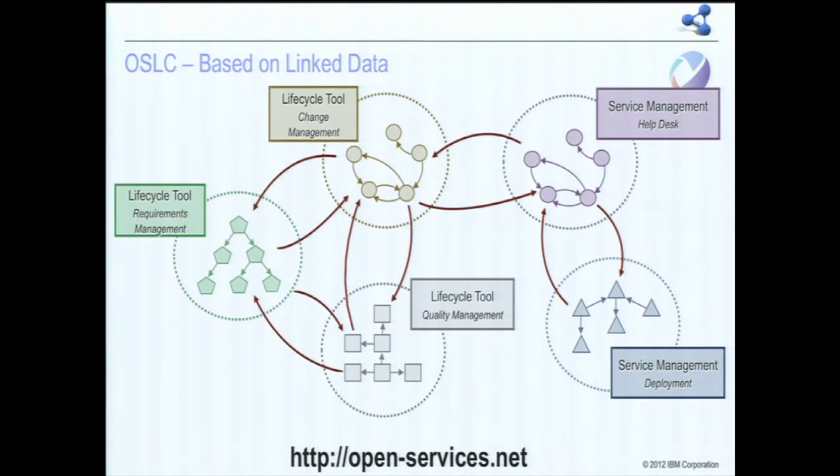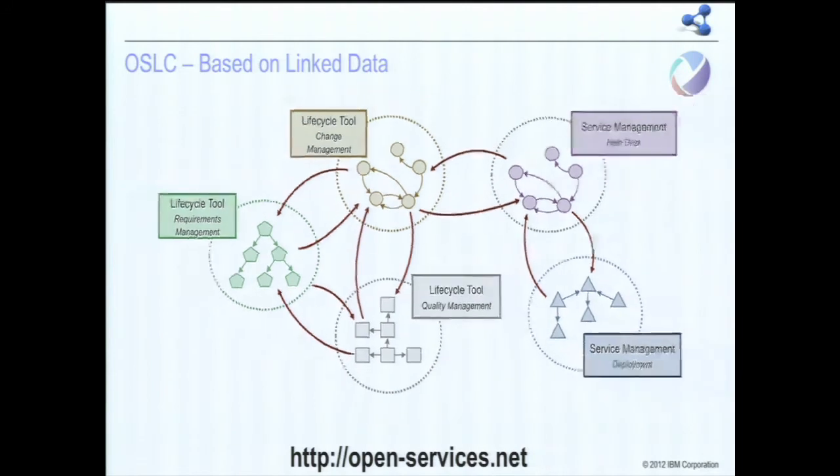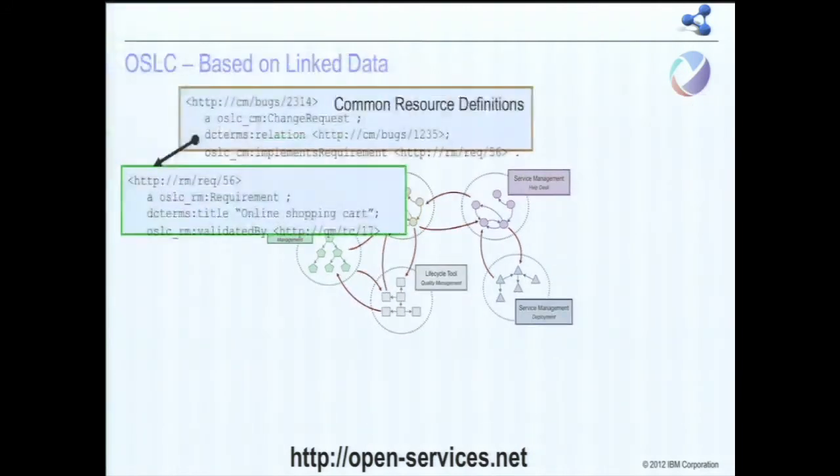So in order to do that, we need to get together and agree on what some of these things are, what resources are, what properties they have, how they interact together. So what we do is get together and describe what certain things are. Common resource definitions around what a bug might be, or a change request, the fact that it might have a relationship to some other type of record, such as a requirement, some title, some simple information. So this is a simple example of what's out there. Then, what do you need to do when you try to embed this information into, say, a web application?